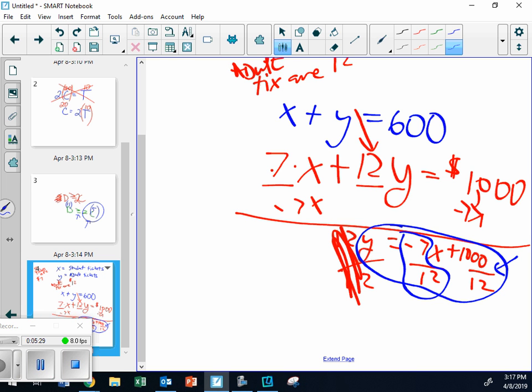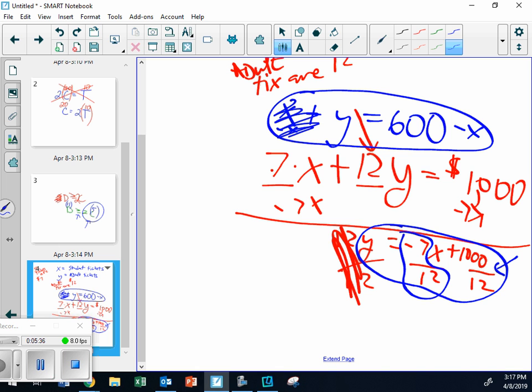Okay. If you need to solve this one for y, you just subtract x from both sides. It's really easy. Y equals 600 minus x, or negative x plus 600. All right. So there's some tips on some of the toughest things in these problems.